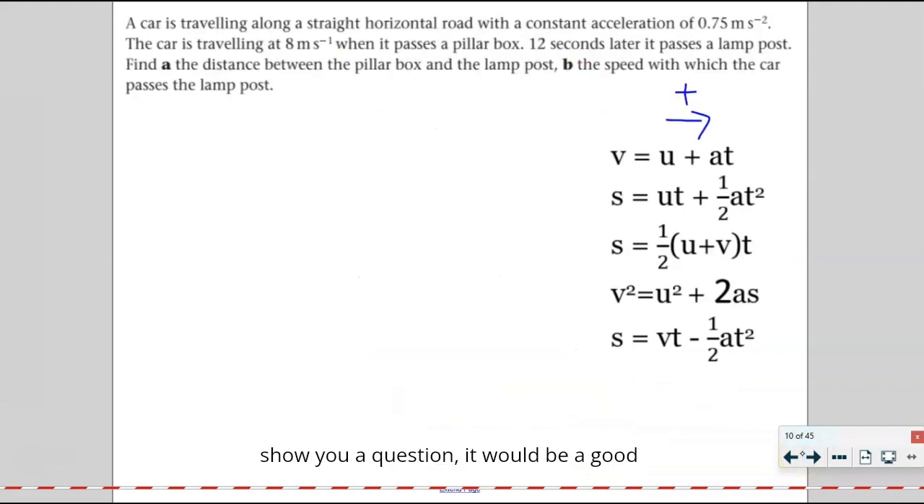When I show you a question, it would be a good idea for you to pause the video, have a read of the question, and then resume it while I'm solving it. Or you can try solving it yourself. Okay, now once you've read the question, let's draw a diagram. Now in horizontal motion, we generally take the positive direction towards the right. So that's what we're going to continue using.